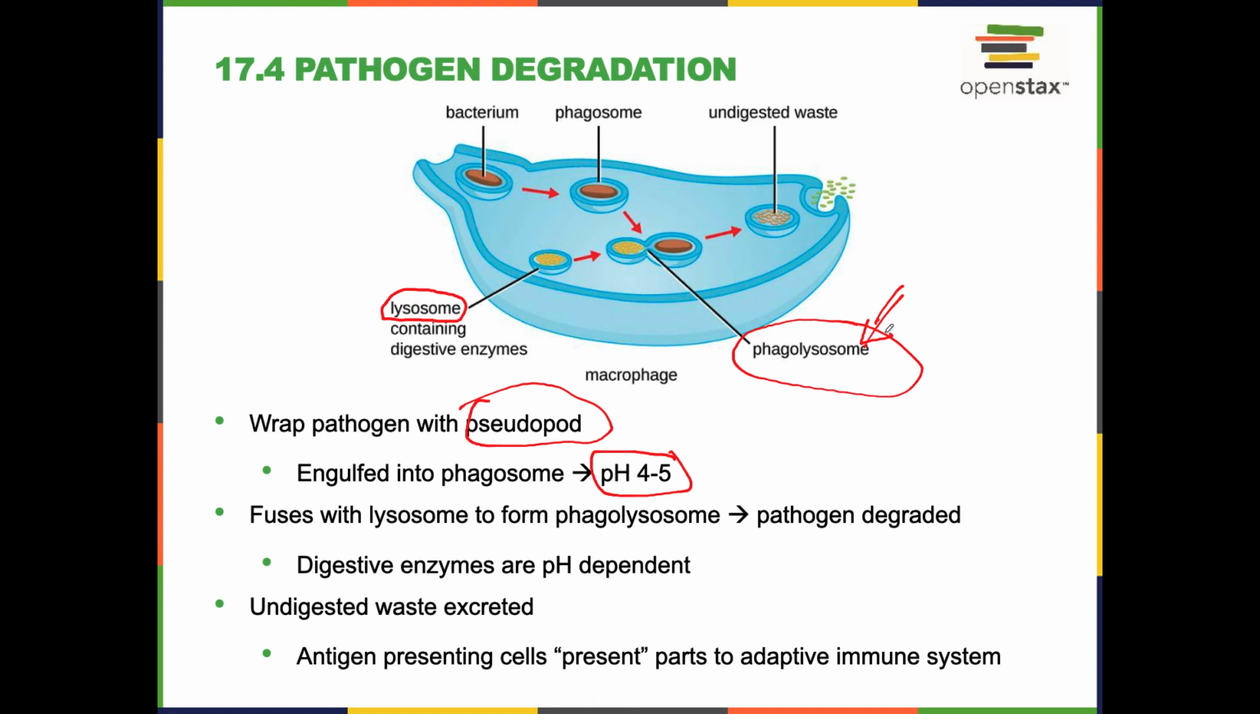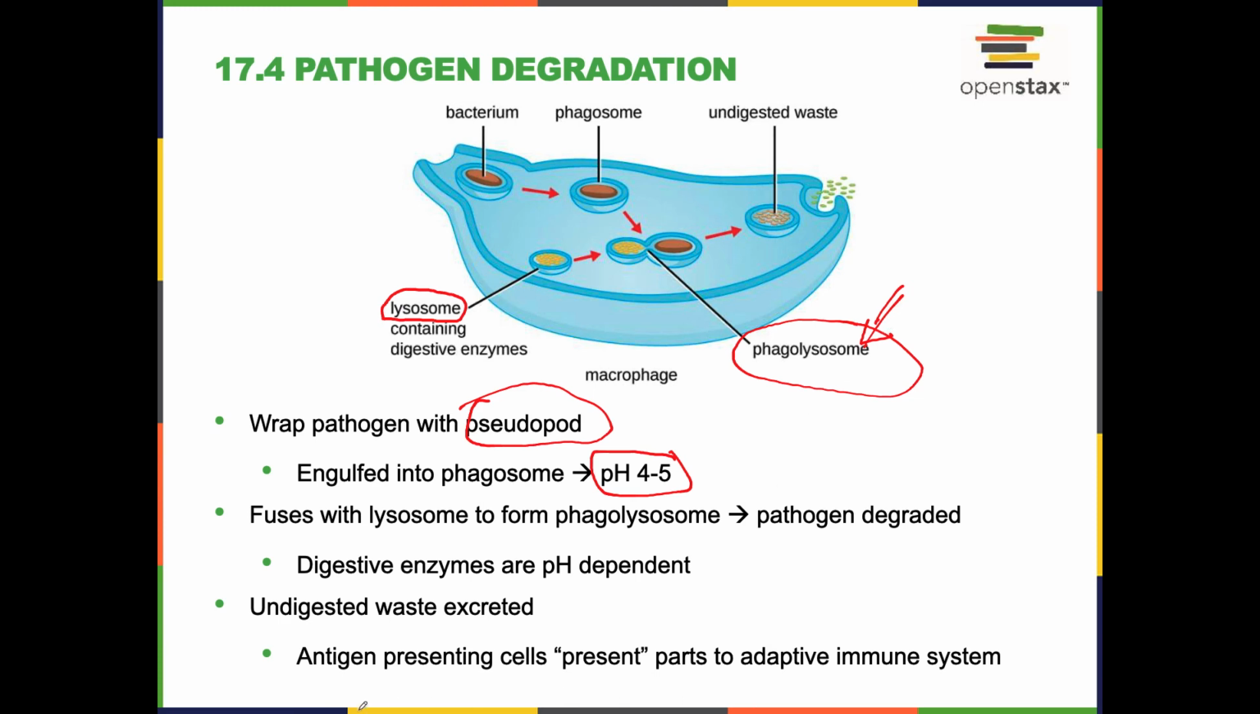The cell's pH is usually around 7, right? It's not going to destroy things inside the cell, right? It only will activate when it's in an acidic environment. Okay, so then our bacterium gets digested, and then anything that's undigestible gets excreted, right? So again, this is kind of like us. We eat something, we digest it, we poop it out, right?